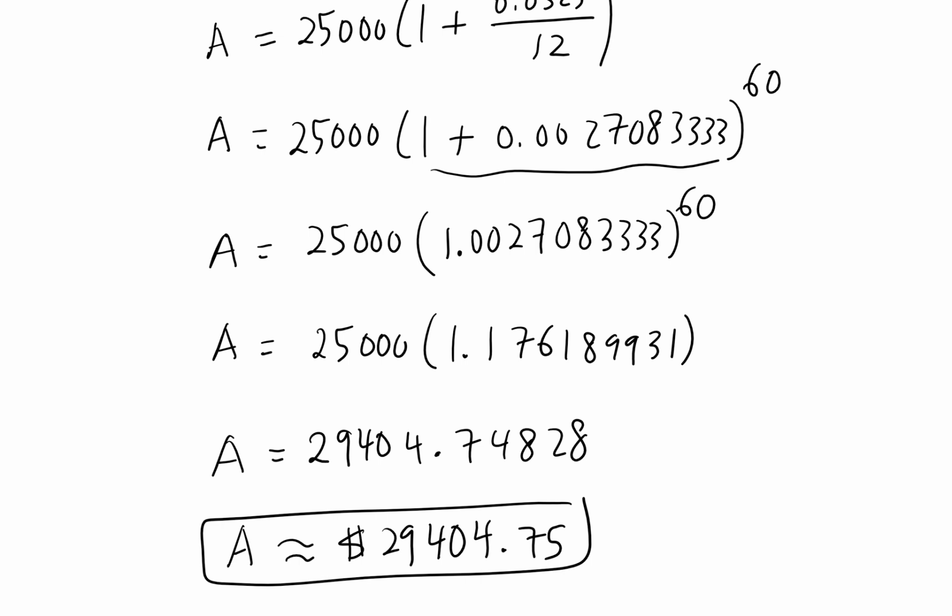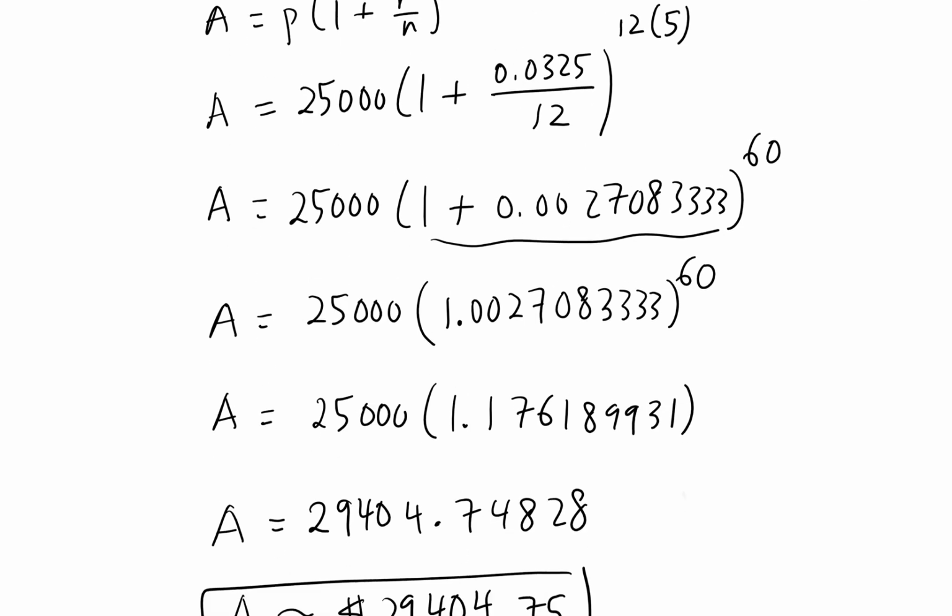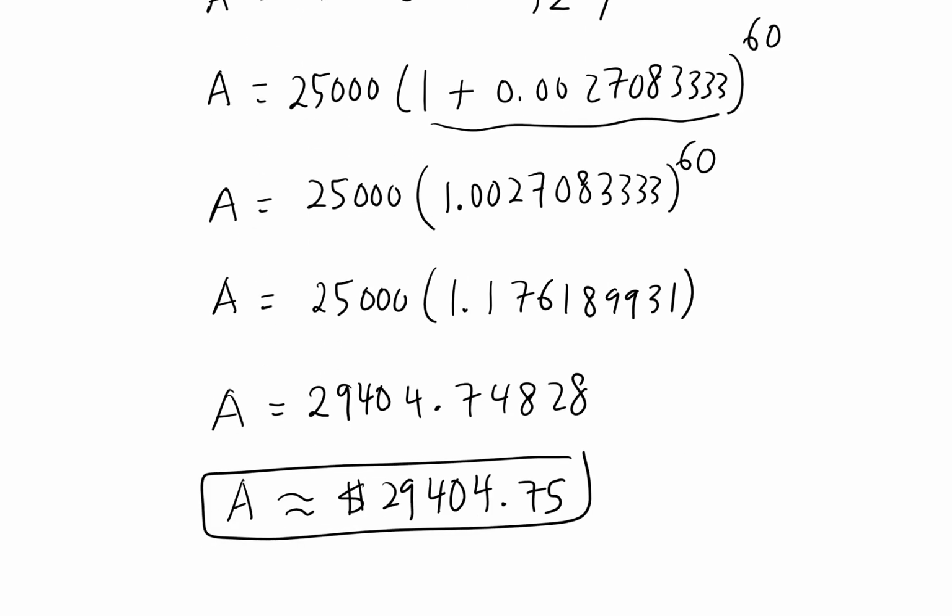I had one question. Do you always have to include the money sign? It would be best because you started with 25,000, so the final amount should be in dollars and cents. That's why. More professional.